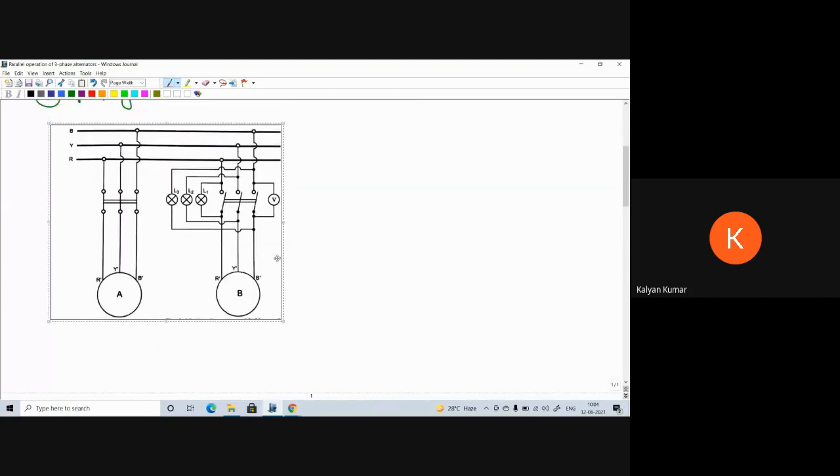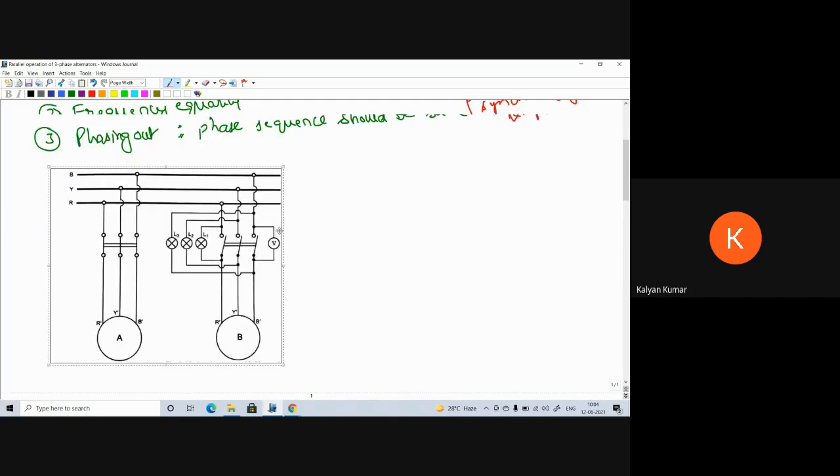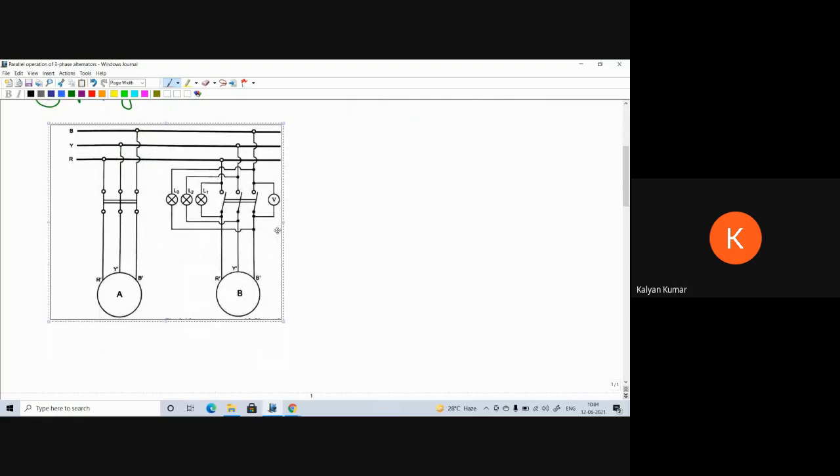Here, if you see in the diagram, alternator A is already operating on the bus bar. Now, we want to connect alternator B in parallel with alternator A. For that, we need to check all these three conditions. As we discussed in the single phase alternator case, the voltage equality can be verified by connecting a voltmeter across the terminals of the incoming alternator and bus bar. The second and third conditions can be verified by connecting three lamps across the synchronizing switch.